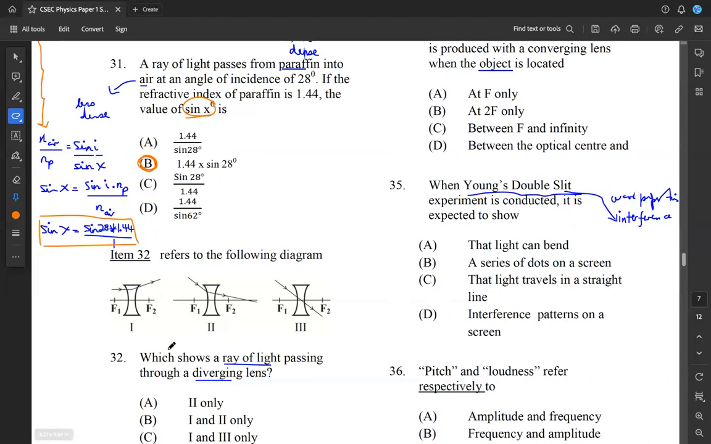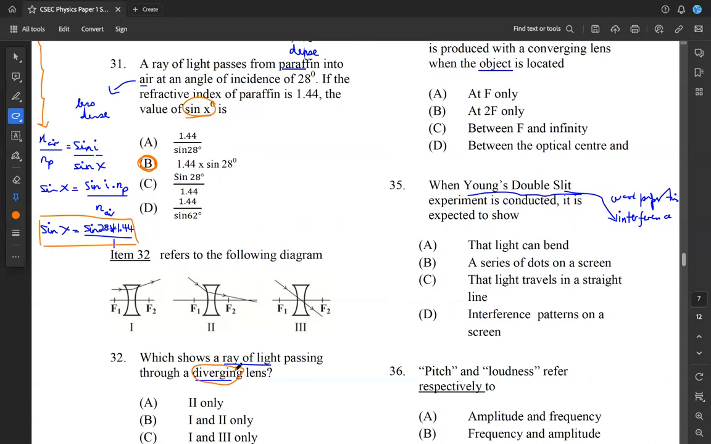So they're asking us for 32, which shows a ray of light passing through a diverging lens. A diverging lens. So we want to pick the ones that show divergence.